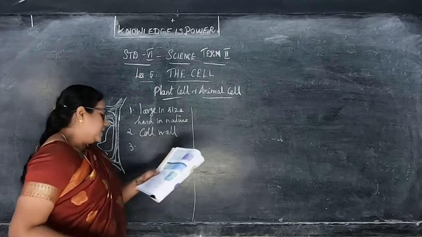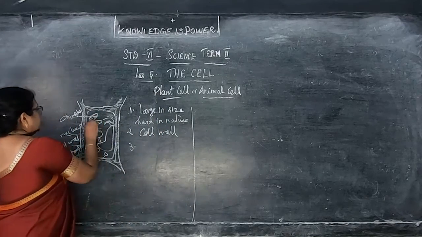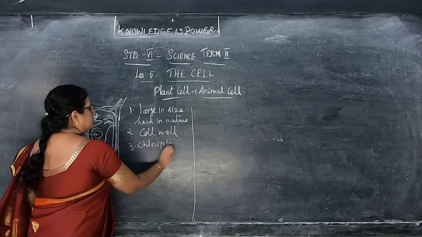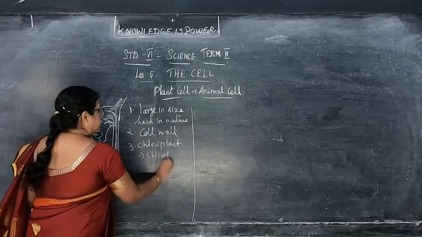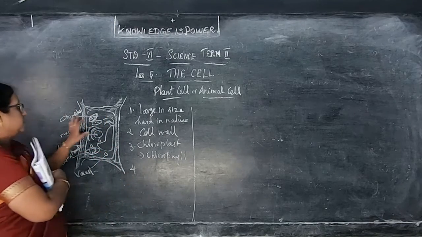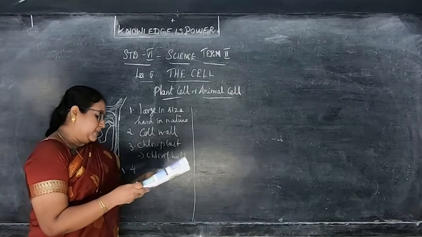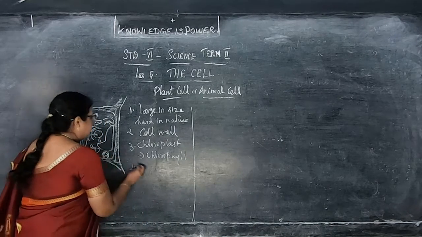And next, plant cells have chloroplast which contains chlorophyll. So this is a chloroplast, which contains chlorophyll. Okay. So you can see this chloroplast, children. This is a chloroplast. It's green in color and it contains chlorophyll. Next, plant cells have large vacuoles. So here, you can see large vacuoles.